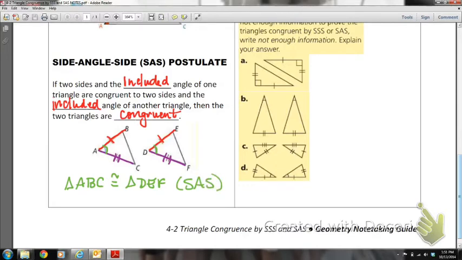And notice that that's intentional, that we abbreviate that with SAS, where the A is in the middle and it indicates that it is the angle that's included in between the two sides. So let's go look at the examples.